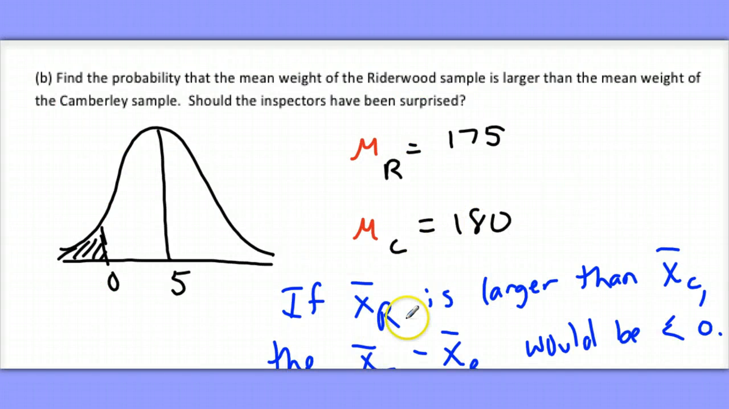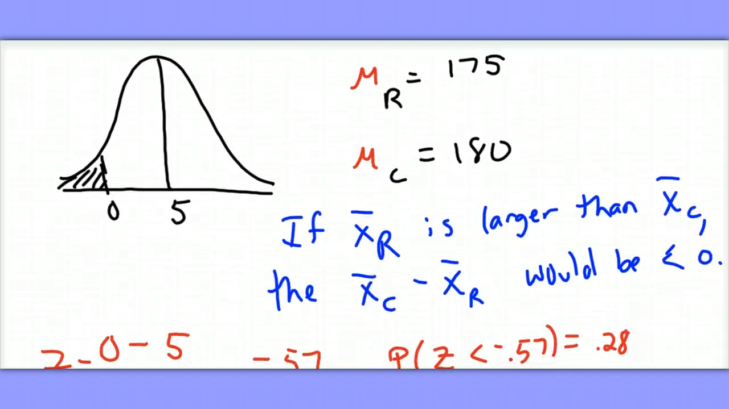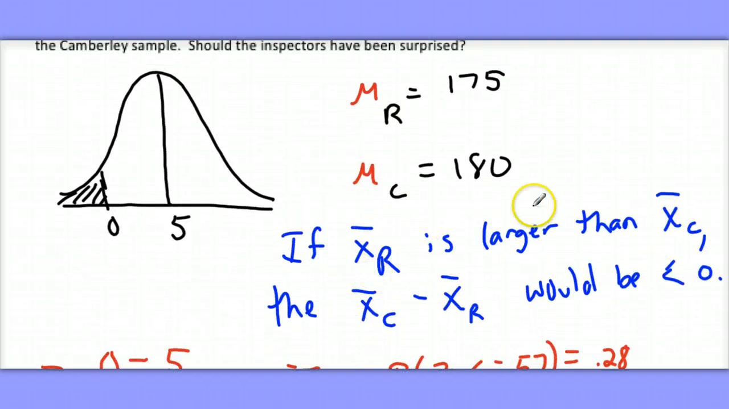Normally they would expect that Camberley would weigh more than Ryderwood would, but this actually happened in reverse for them. It actually turned out that the sample mean in this particular sample for Ryderwood was larger than for Camberley. So if we subtract and do Camberley minus Ryderwood, since Ryderwood is actually bigger than Camberley for the means, the difference would be negative. The difference would be 0. So this is where we'd expect the difference in the sample means to be on average.